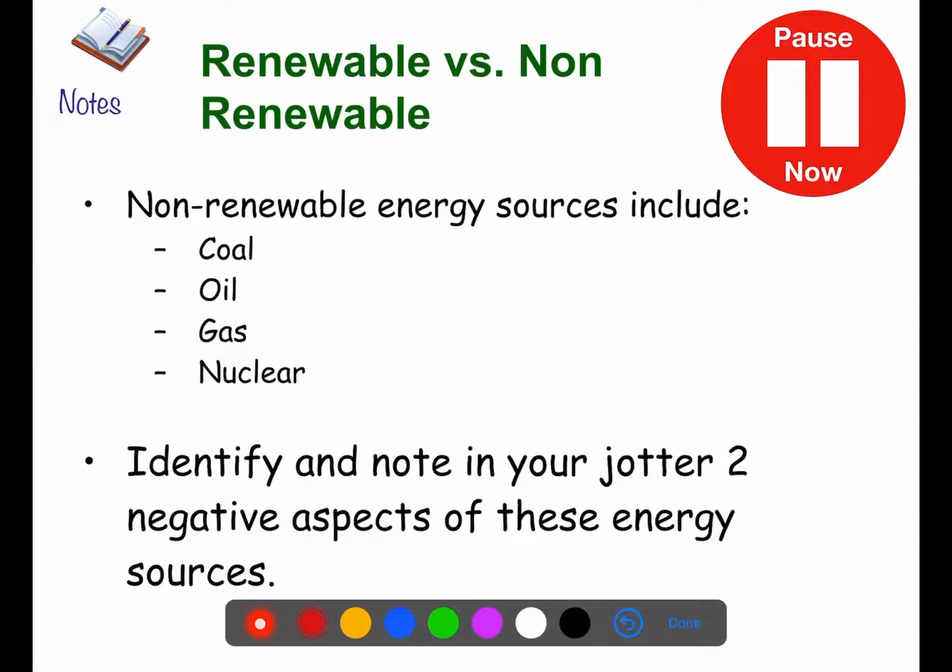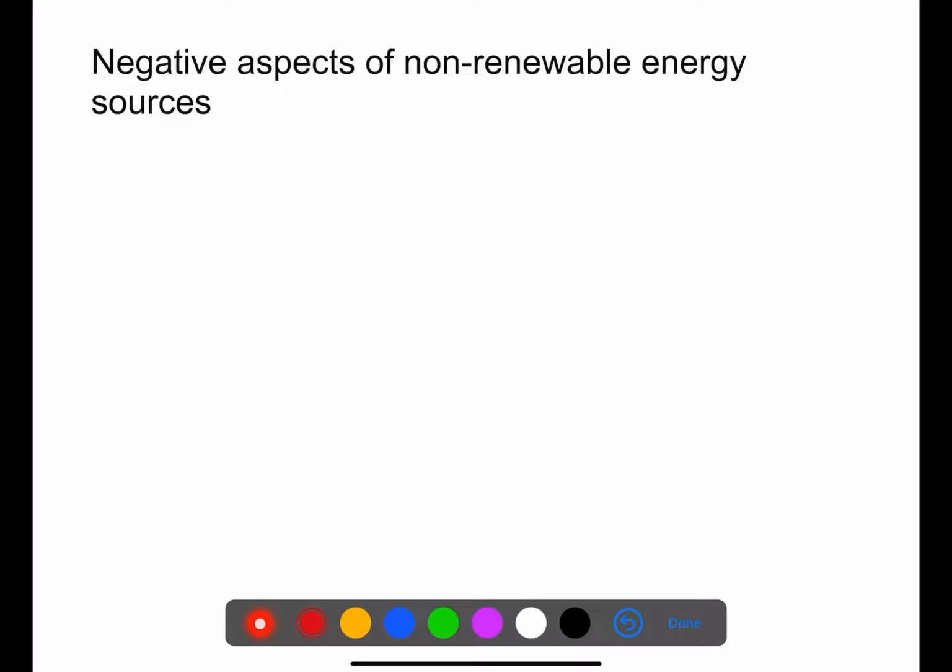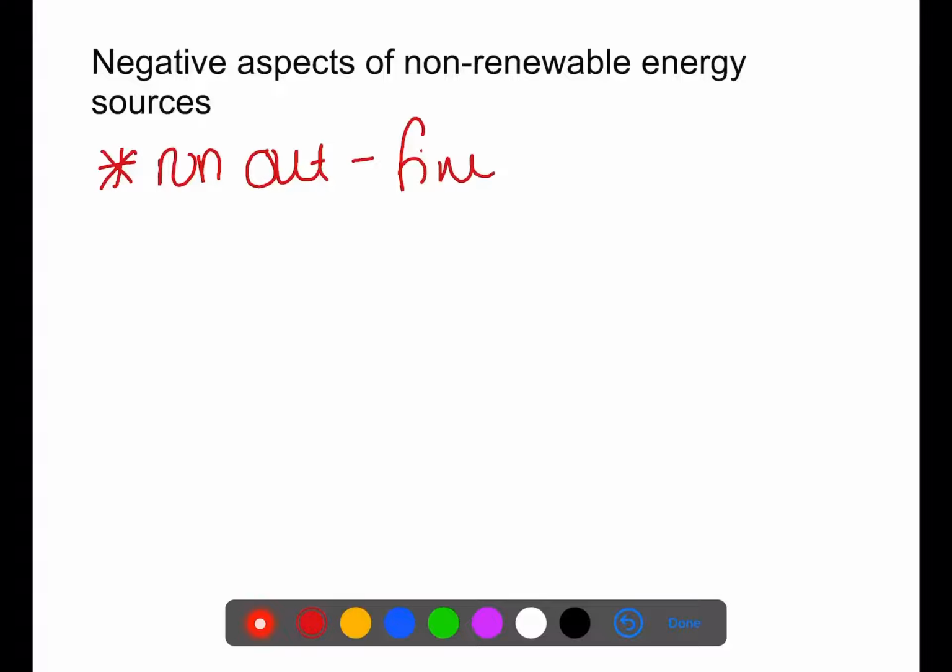Non-renewable energy sources include coal, oil, gas, and nuclear. Pause the video and take these notes. Identify 2 negative aspects of these energy sources. What negative aspects are there of non-renewable energy sources? The first negative aspect is that they will run out one day. This is because they are finite sources. There's only a set amount available.